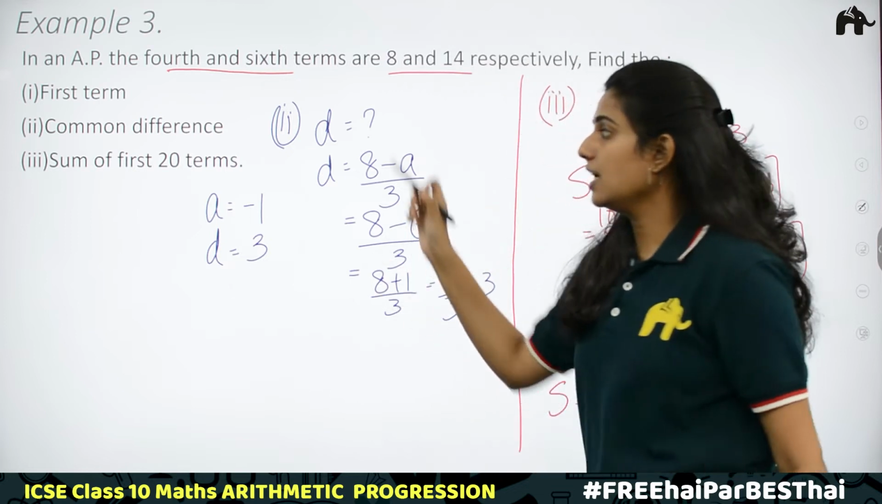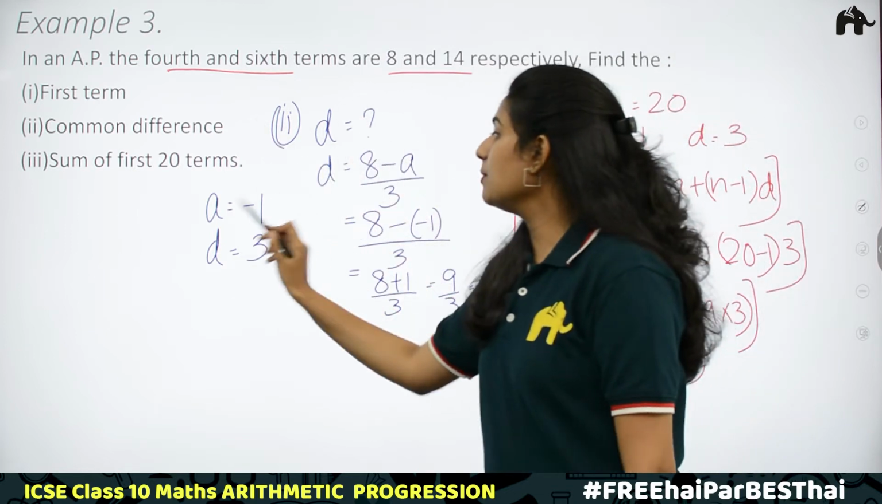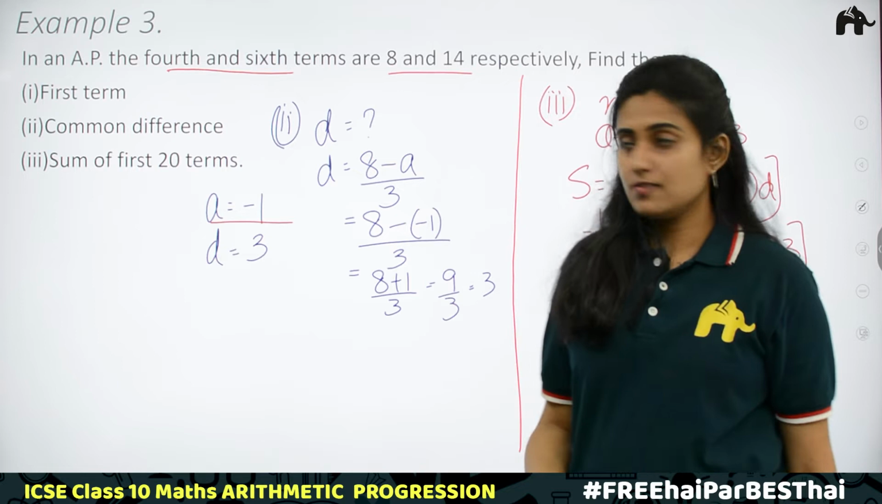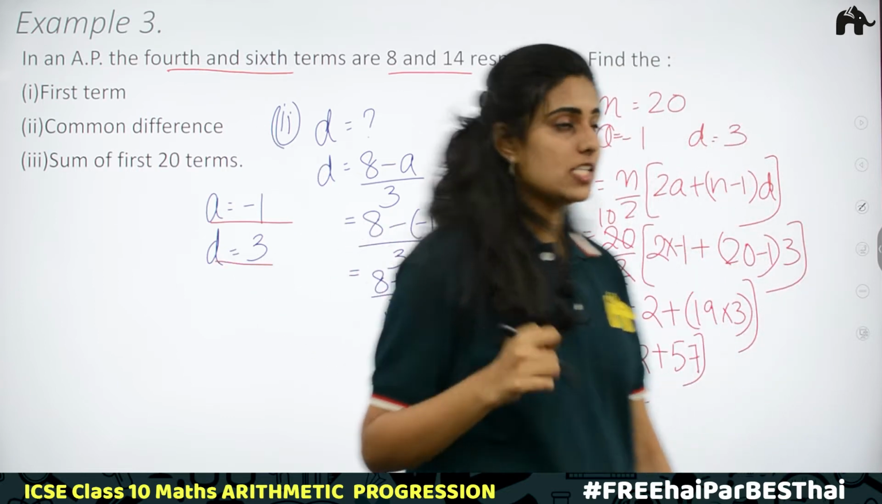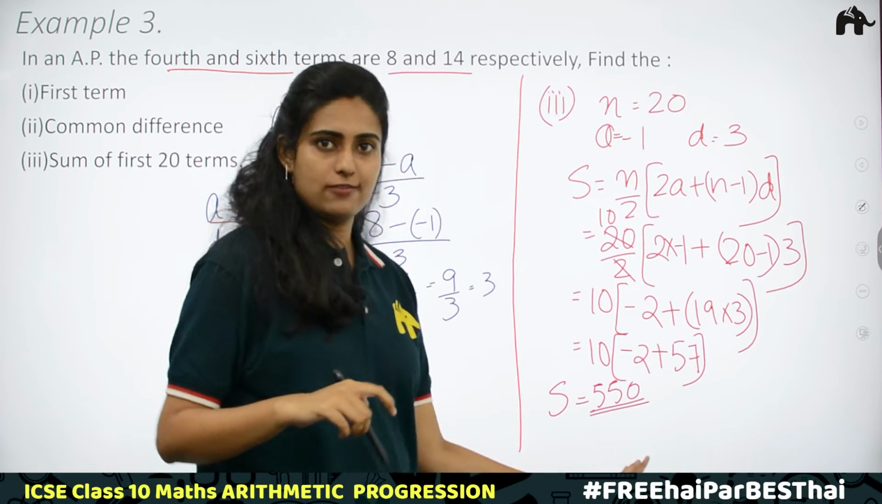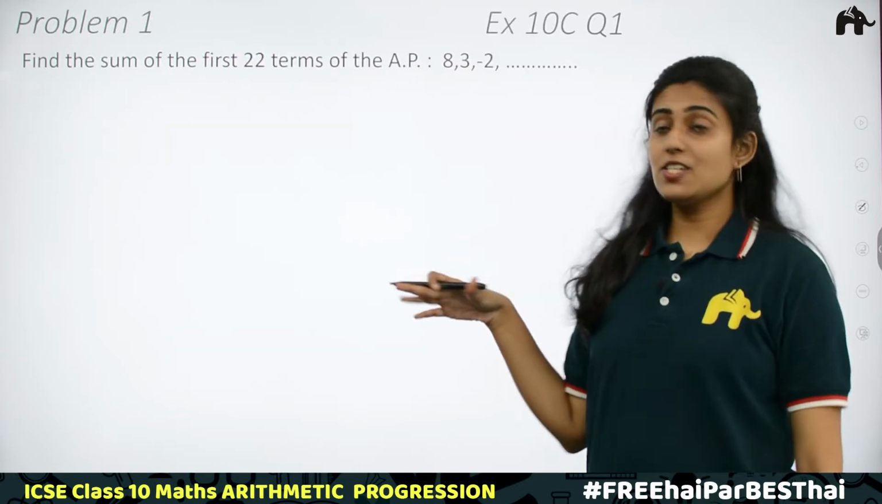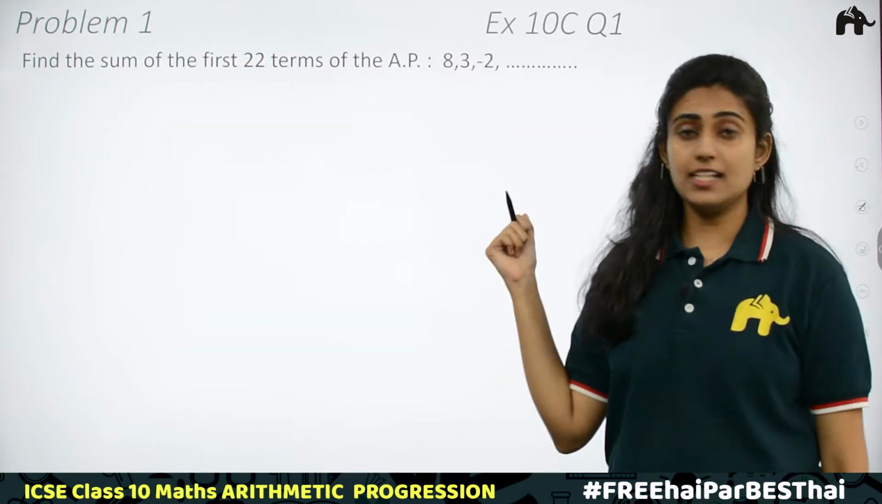So, in the first question we got first term a is equal to minus 1. Second, common difference d is equal to 3. And the sum of first 20 terms s is equal to 550. Got it? Let us solve questions from exercise 10C.